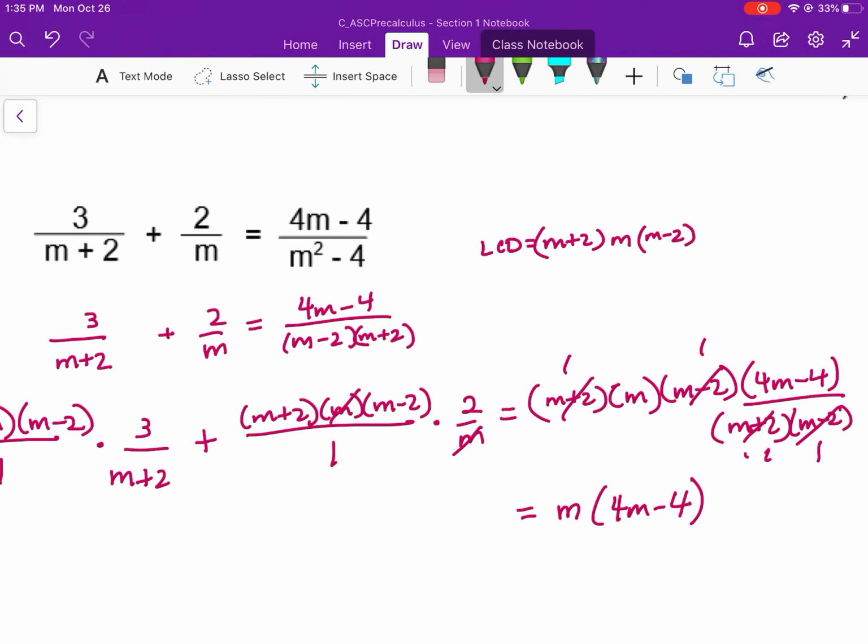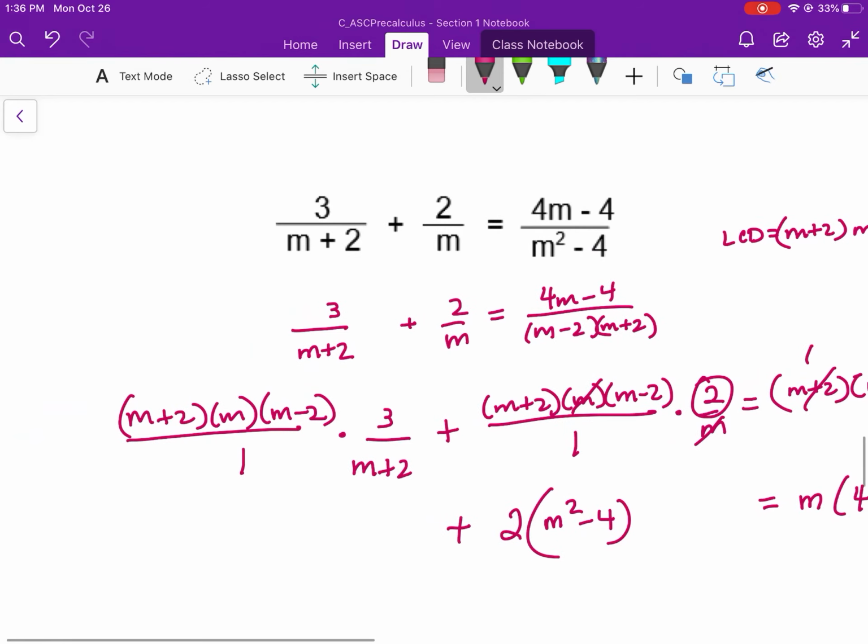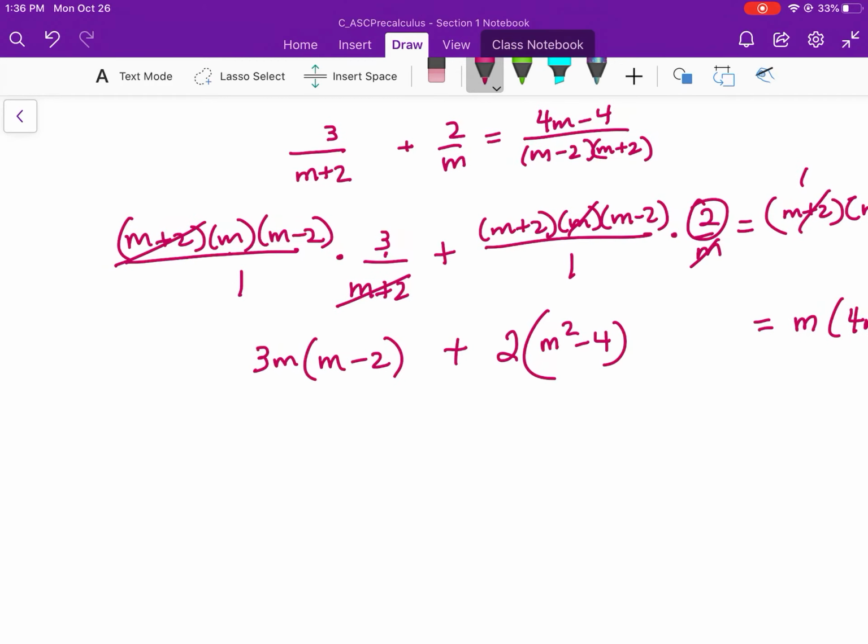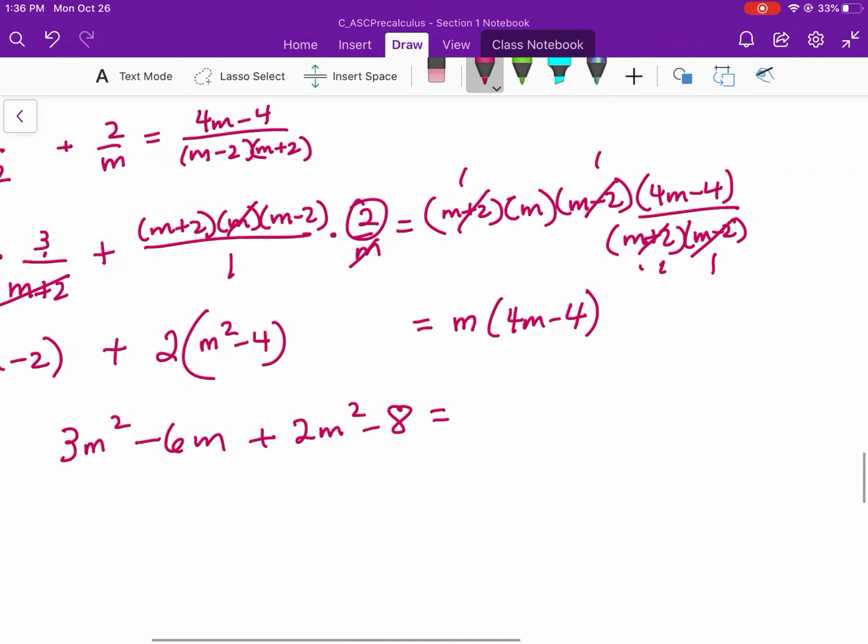Okay, this one, the m cancels. I'm going to go ahead and multiply m plus 2 times m minus 2 and call that m squared minus 4, because I still have to multiply that times this 2. Plus this one, my m plus 2's cancel. I'm going to take the 3 and the m and call it 3m parentheses m minus 2. Now I'm going to distribute, so I get 3m squared minus 6m plus 2m squared minus 8 equals 4m squared minus 4m. Again, it's a quadratic.